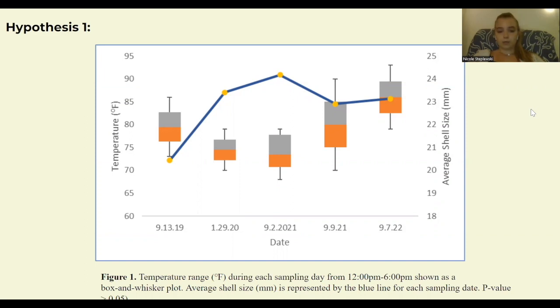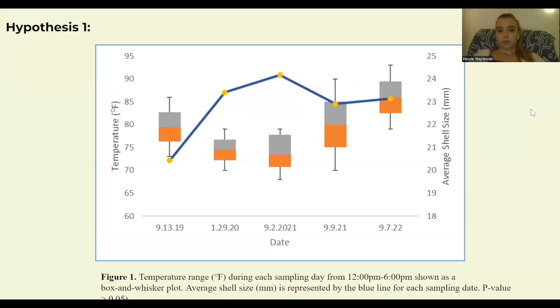If you take a look at the box and whisker plot, where the orange meets the gray, that is the average temperature for that day. The top and bottom whiskers show the variability of the temperature between 12 p.m. and 6 p.m., which is when the samples were obtained. Then on the right y-axis, we have average shell size in millimeters for each of the sampling days. For all of the individuals that were measured on that day, we took the average of those shell sizes. Based off of our hypothesis, we should be seeing some sort of relationship between temperature and average shell size.